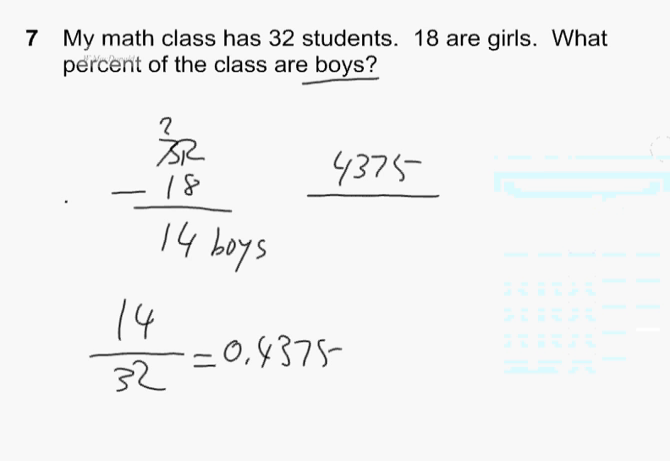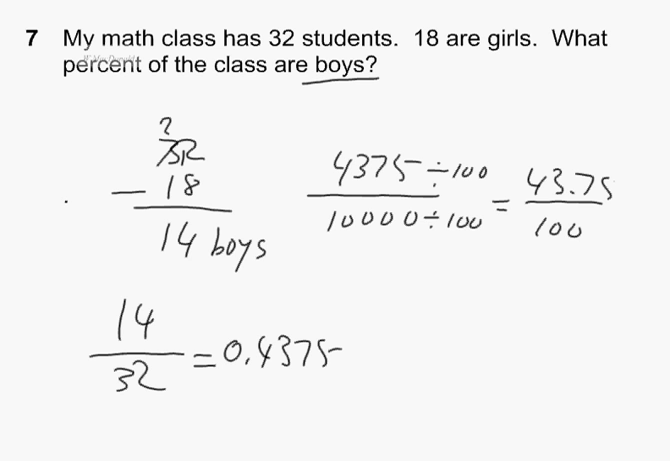Now that is roughly 4,375 10,000ths, if you want to think of it as a fraction. Which if I divide by 100, I will create an equivalent fraction out of 100. So 10,000 divided by 100 is 100. And if I divide this by 100, I'm going to get 43.75 out of 100, which means what percent of the class are boys? 43.75% of the class are boys. And I'll put boys, simple boys, looks like this. All right, girls would be 56.25, but that's not what the question was asking.